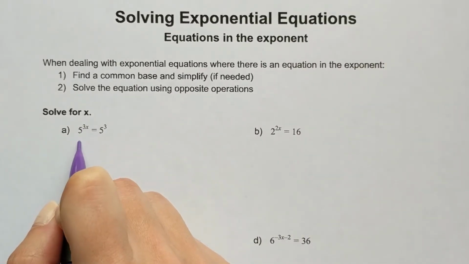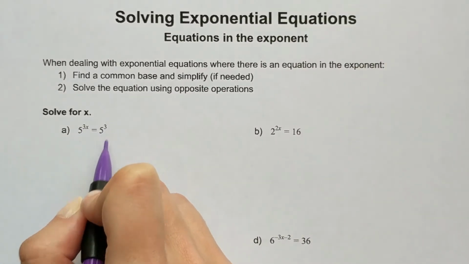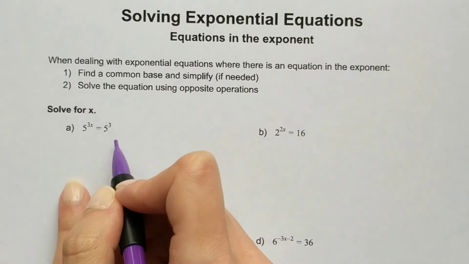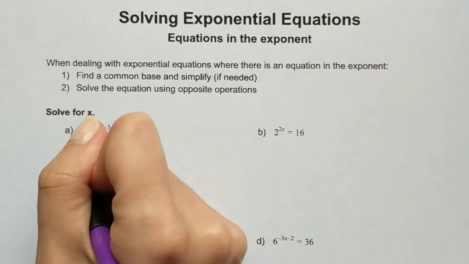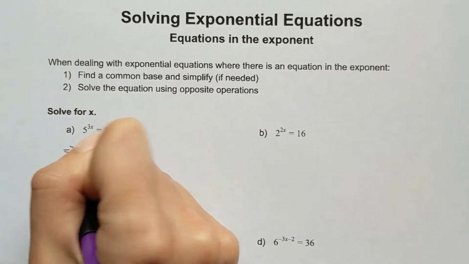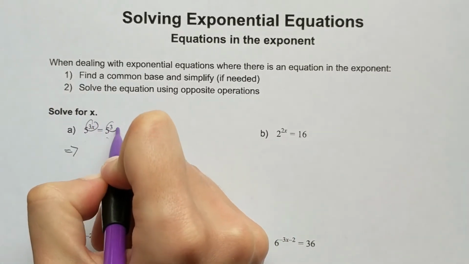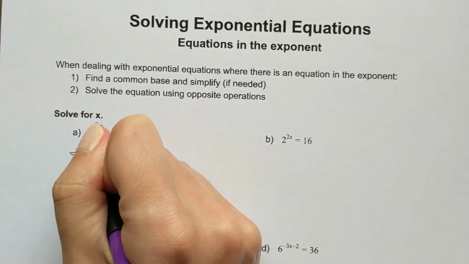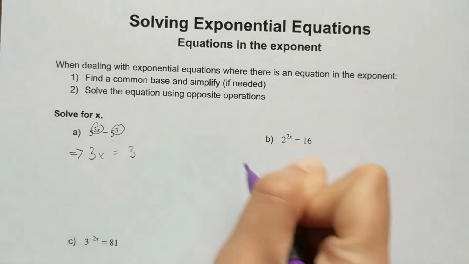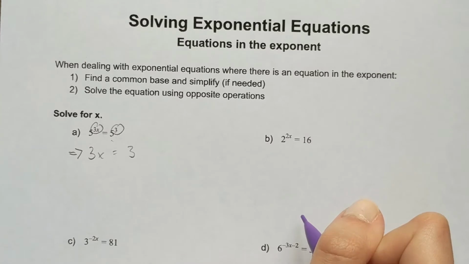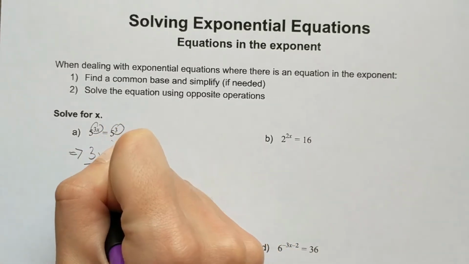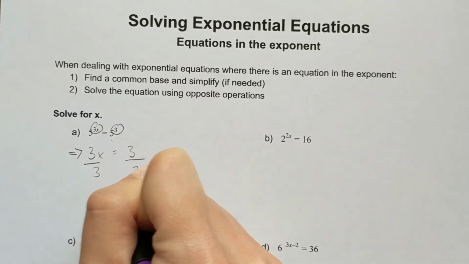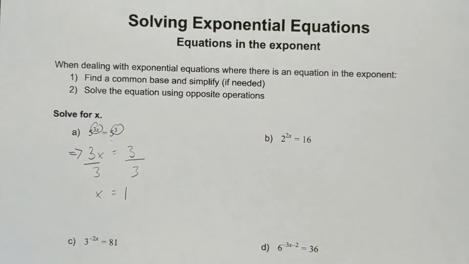5 to the power of 3x equals 5 to the power of 3. These already have the exact same base, so I don't need to change anything. I can just jump straight to only looking at what is in the exponents. I can say 3x is equal to 3. Now we need to solve for x. In order to find x, I need to divide both sides by 3. I am given x equals 1.